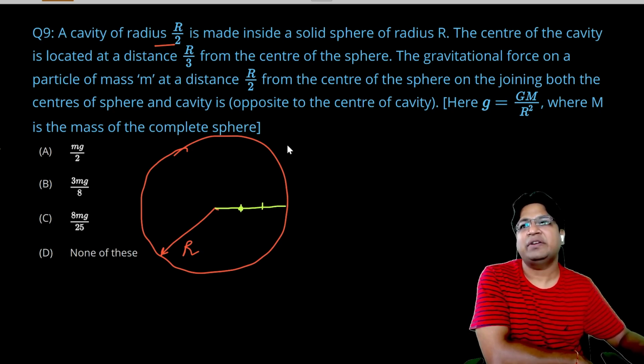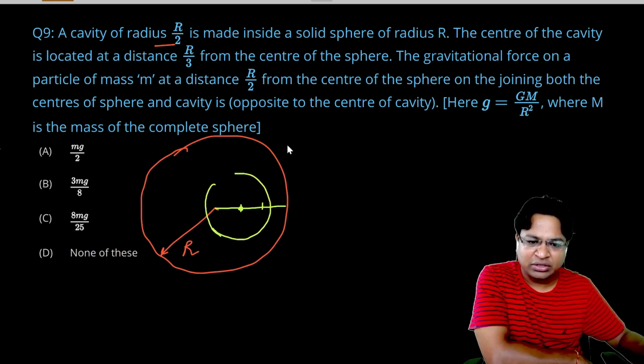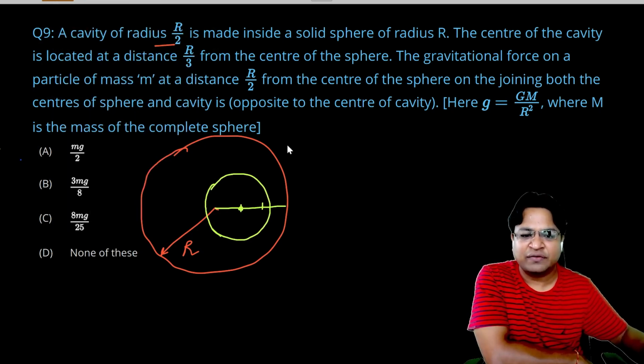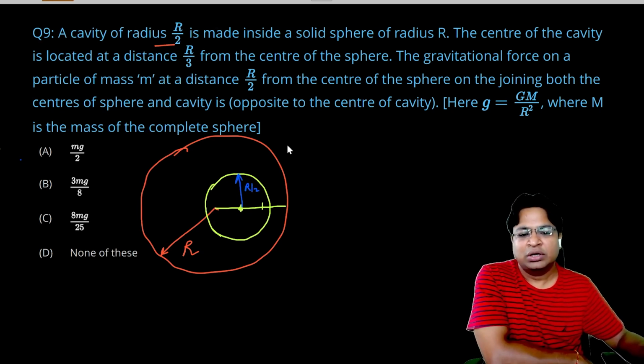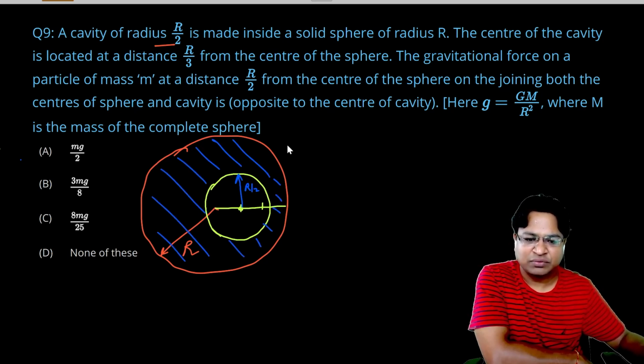So when I draw the cavity, the cavity has a radius of R by 2, which is more than R by 3. So the cavity should look like this. I hope you get this. Try to make as accurate a figure as you can. So this distance is R by 2. Okay, and so we now know that this is the portion which is occupied by mass. Okay, this is the portion which is occupied by mass. Another question is asking, what is the gravitational force on a particle of mass m at a distance R by 2 from the center of the sphere?